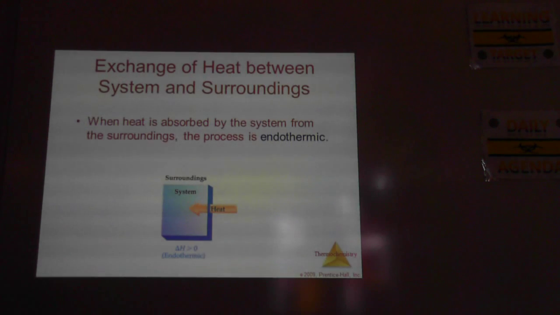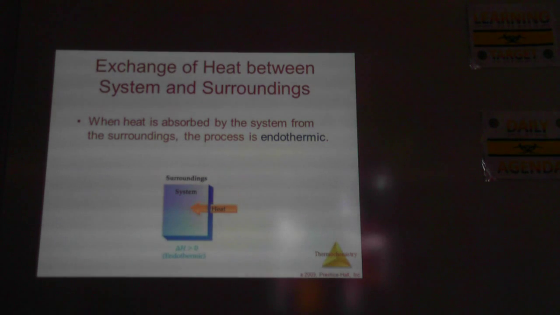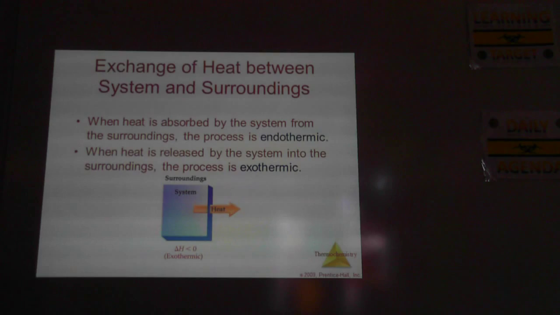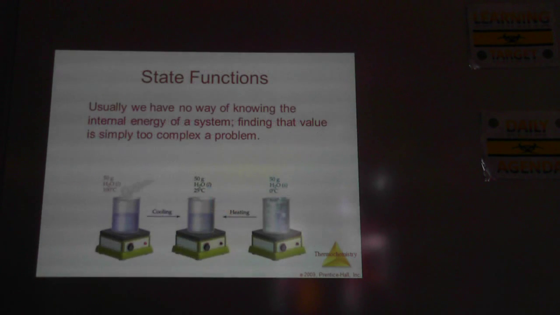Okay, so whenever changes of energy are occurring, usually they are accompanied by an exchange of heat between the system and the surroundings. So these are the terms that you're more familiar with. When heat is absorbed by the system from the surroundings, we call that an endothermic process. So heat is going into the system, that is endothermic. When heat is being released by the system into the surroundings, that process is exothermic. So heat going out of the system into the surroundings is exothermic.